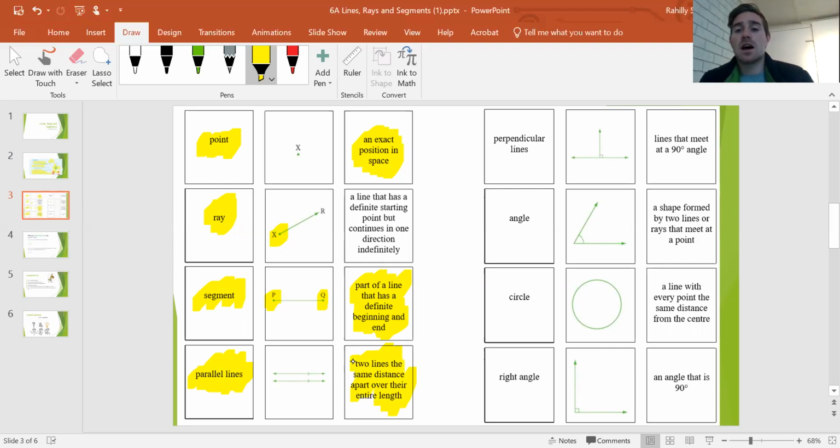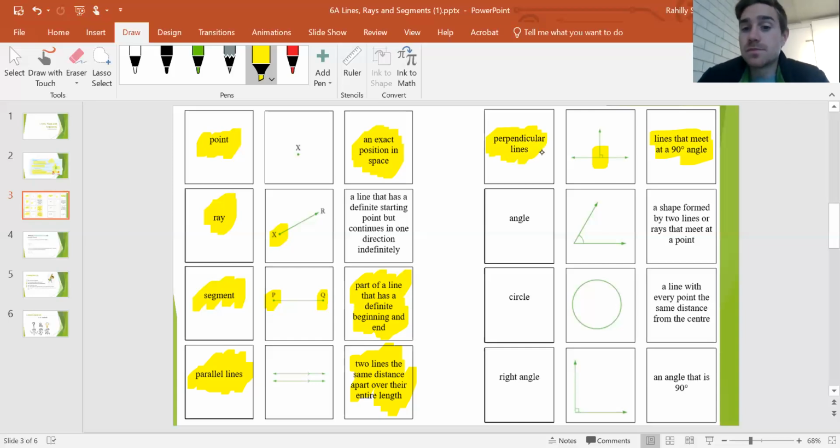Perpendicular lines are straight lines that meet at a 90-degree angle. How do we know it's 90 degrees? This little square in here. Okay, so it's basically forming square corners. That's what perpendicular lines are. Lines that meet at a 90-degree angle.